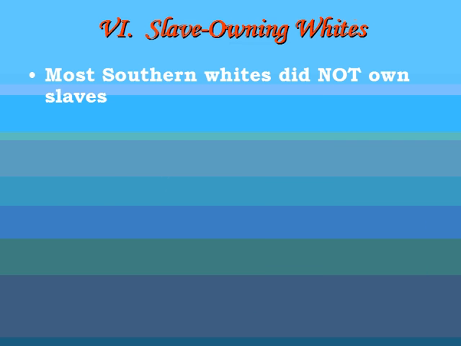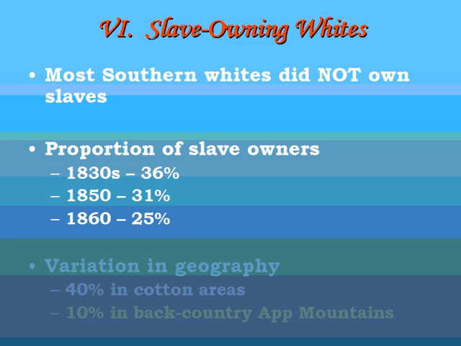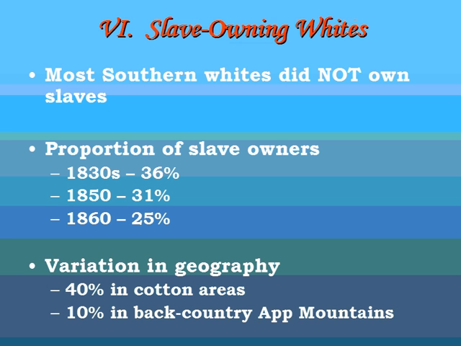Most Southern whites did not own slaves. And actually, the closer we get to the Civil War, the truer this statement is. So in the 1830s, 36% of whites owned slaves. That had gone down to 25% by 1860. And there's a big variation in geography. In the cotton growing areas, about 40% of whites would own slaves. In the backcountry Appalachian Mountains, as few as 10% would own slaves.